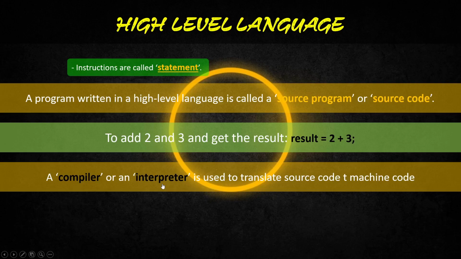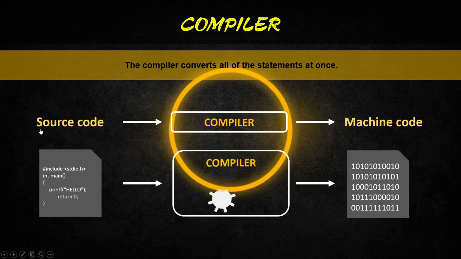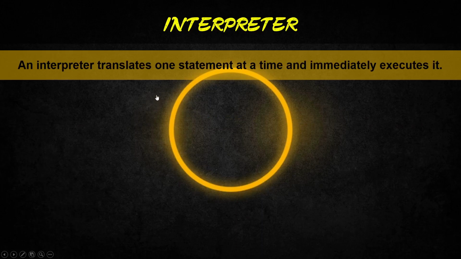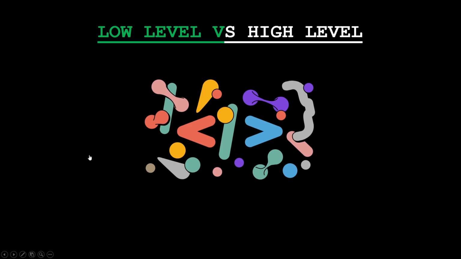Let's now discuss compilers and interpreters. First of all, both are used to convert source code to machine code. However, the compiler converts all statements at once. For example, here we have some source code. You don't need to worry about this code. In this case, the compiler takes the entire source code and converts it into machine code for the execution of this program. However, interpreters operate in a different way. An interpreter translates one statement at a time and immediately executes it. So, instead of translating all statements, it translates one statement at a time and executes it quickly. This is the main difference between the compiler and interpreter.